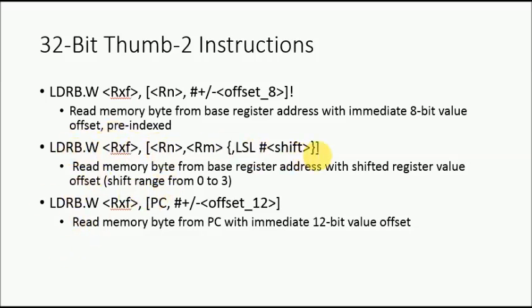LDRB.W Rxf, PC comma hash offset 12 bit. So this instruction is also going to read the memory, and here the physical address is calculated. Now PC acts as the base address here, and to that address we have to add the offset, and the new physical address will be calculated, and from that physical address the data will be transferred to the register Rxf.